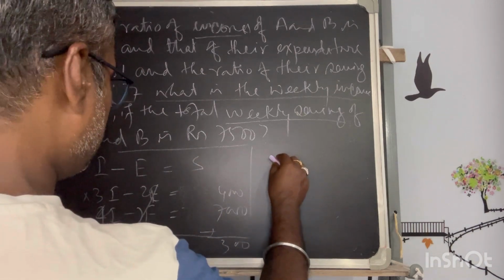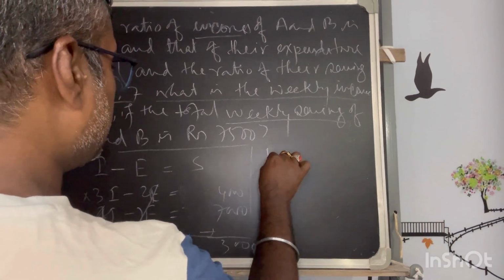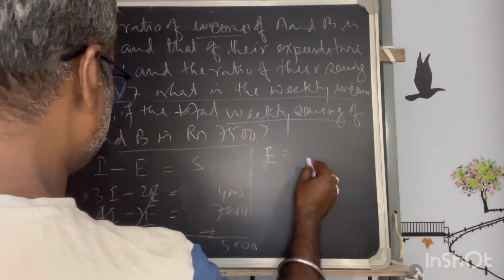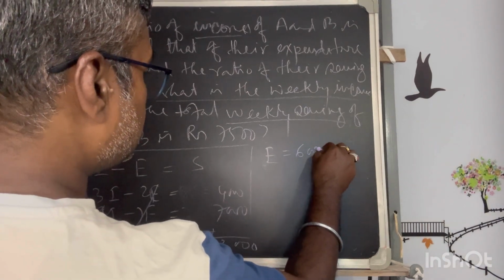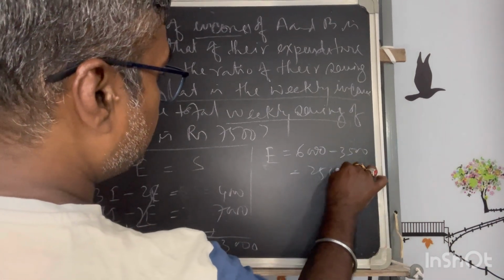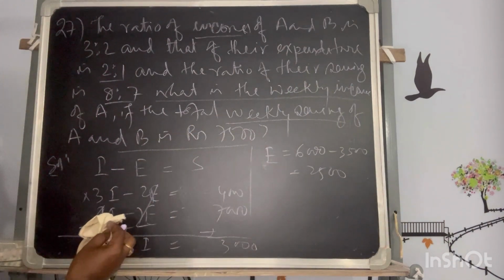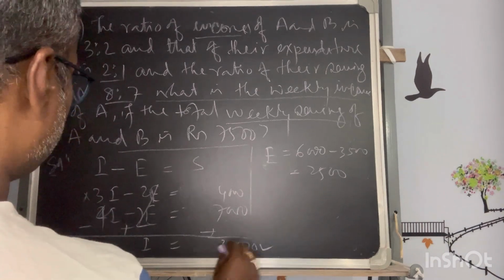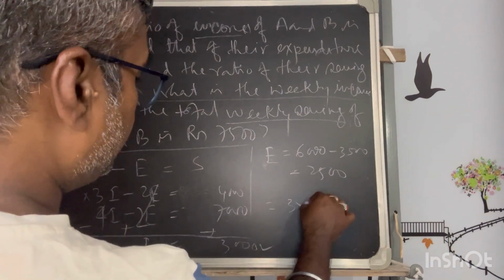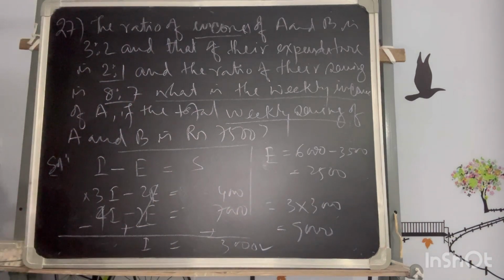And e, how much will we get? 2i minus e is equal to 3500. Okay, so 2 into 3000 minus 3500, so you will get 2500 as e. So now as it is known, what is the weekly income of A, you will be interested in income only, and of A. So A's income is how much? 3i, 3 into 3000, I already have received, so this is 9000. So this will be the answer. Okay.